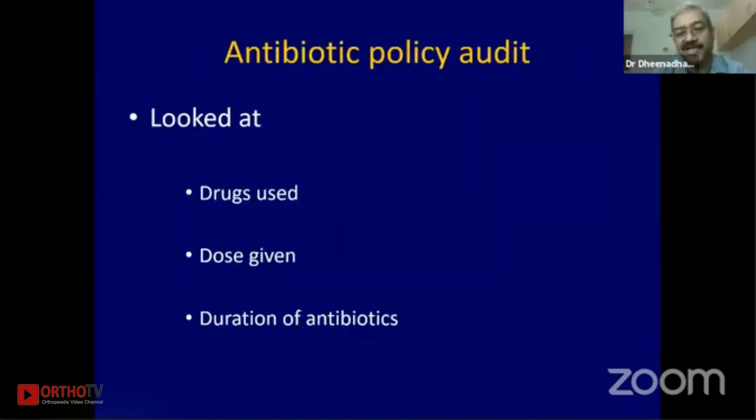And then if you take the antibiotic policy, I think Professor Tanna has nicely mentioned it. We always look at the drugs used, dose given, and duration of antibiotics. There is always compliance on drugs used and dose given in the antibiotic policy, but there is always a problem with the duration of antibiotics.